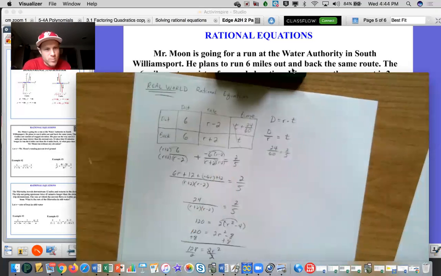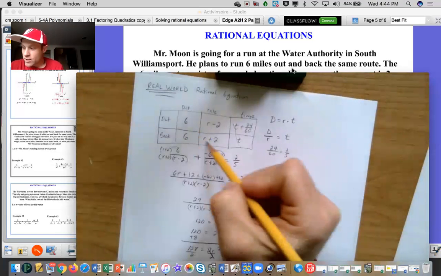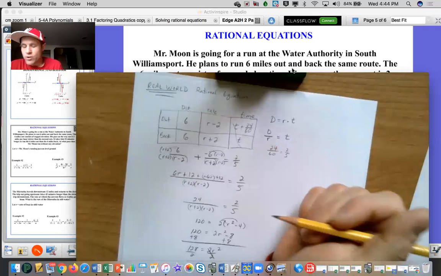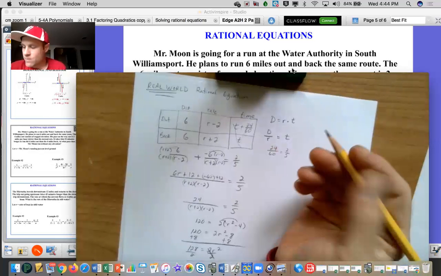That's the difference between the out time and the back time, and it should equal the difference between the times. So the difference between this and this should equal the difference between these. And once you get that set up, then it becomes a lot easier to solve, okay?